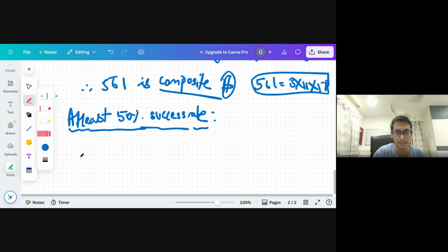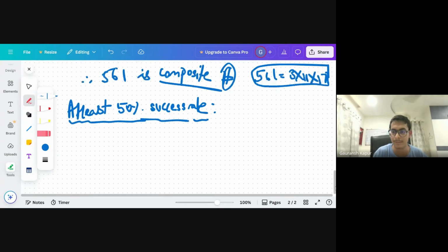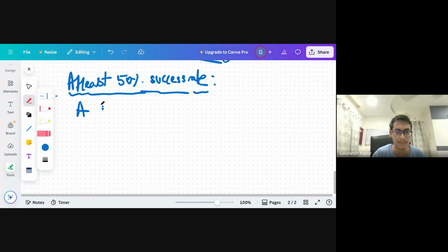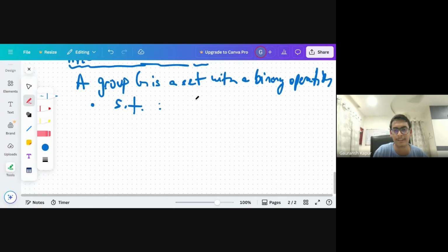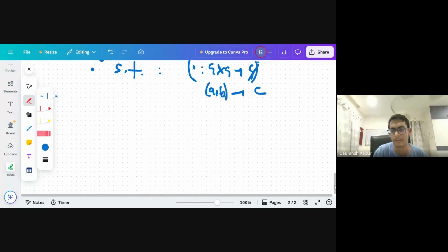Okay, so I'll state some basics from group theory. A group G is a set with a binary operation dot. A binary operation is nothing but a map from G cross G to G. So when you do A dot B, you get an element of G, for A and B in G.